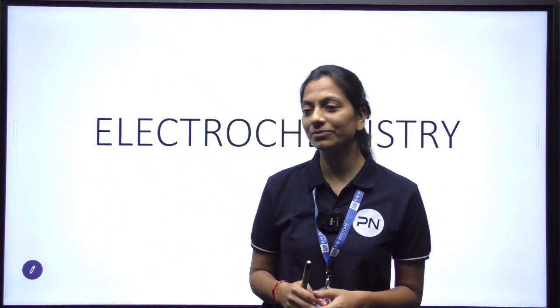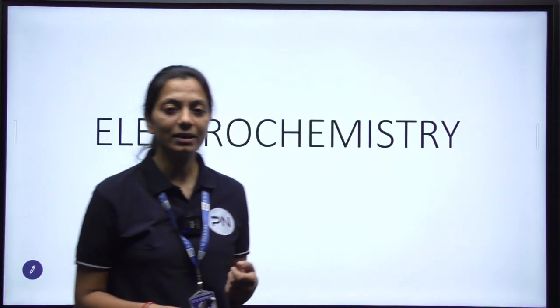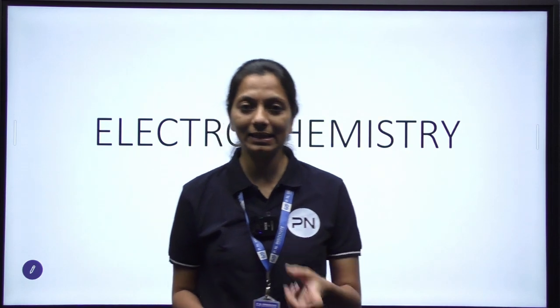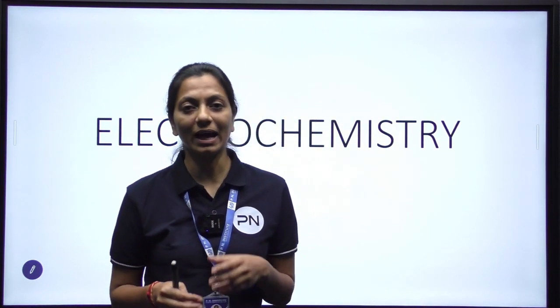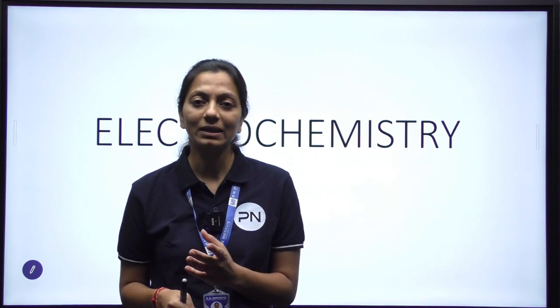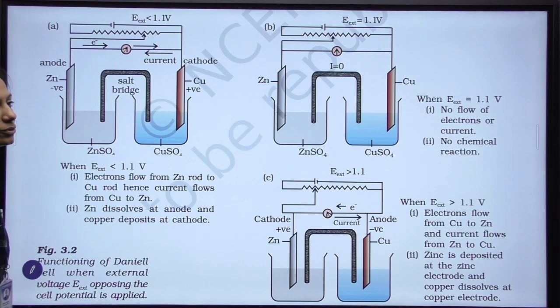Once again continuing with the chapter electrochemistry. In the last lecture, or in the last video, I have told you regarding the Daniell cell. हमने Daniell cell के बारे में पढ़ा, that how the Daniell cell is working, what are the reactions going at the anode and the cathode. Okay, so today we will once again continue with the topic of electrochemistry.